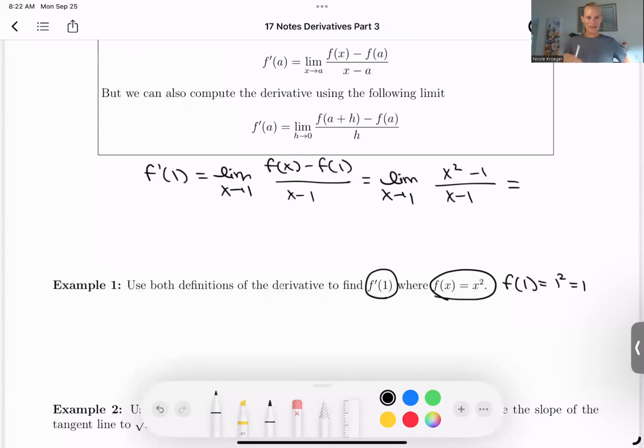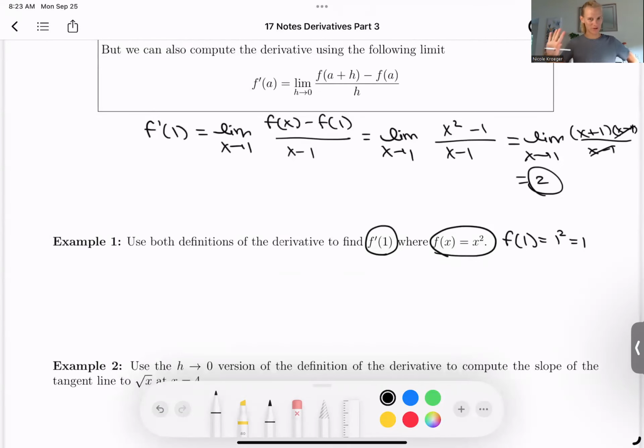Now, if we plug 1 in, we get 0 over 0, so we have to simplify that. We can factor the numerator as x minus 1 times x plus 1. And we have an x minus 1 in the denominator, so the x minus 1's cancel out. Then when I plug 1 in, I get 1 plus 1, which is 2. Okay, so that should have just been review.